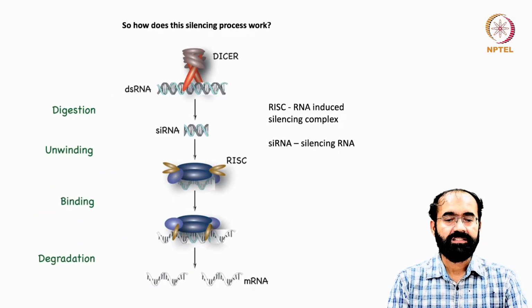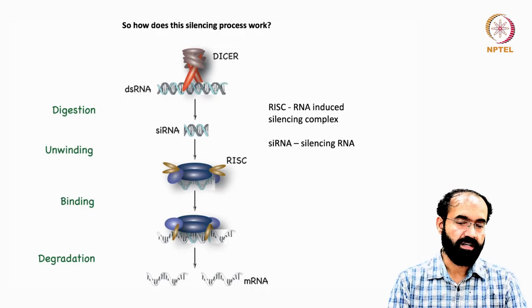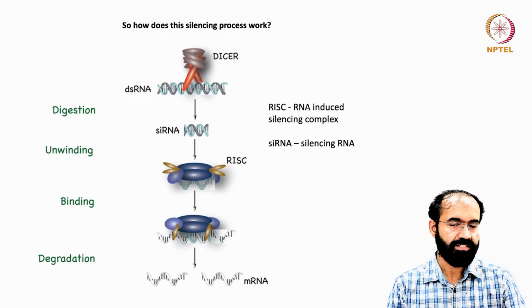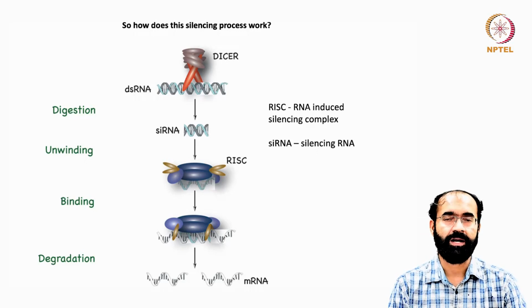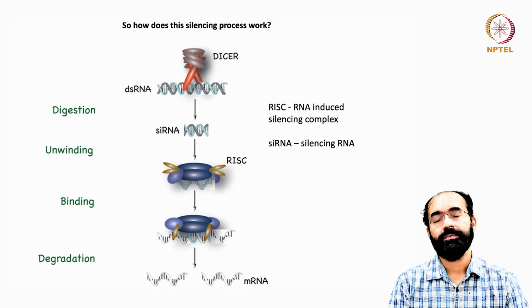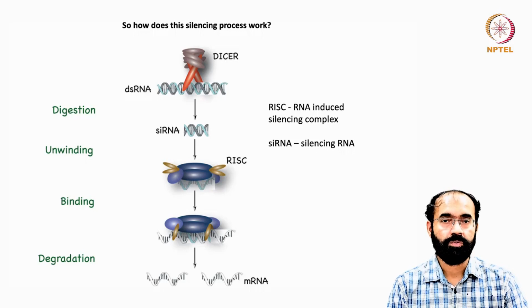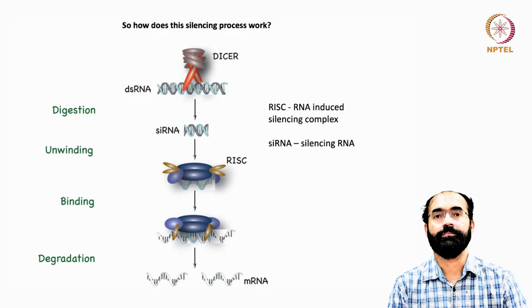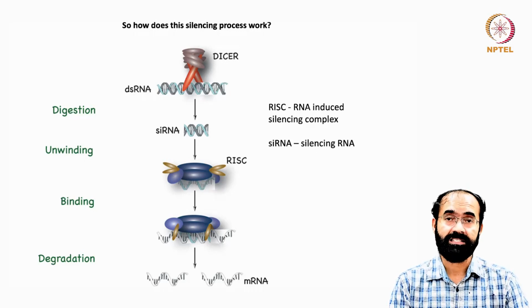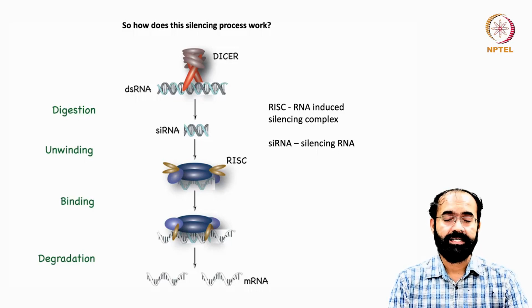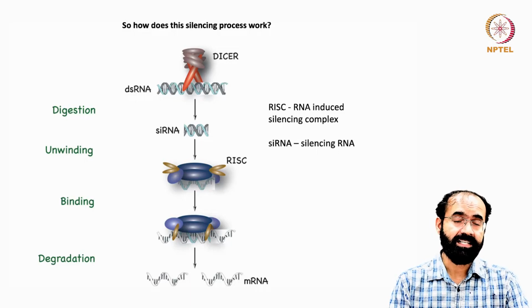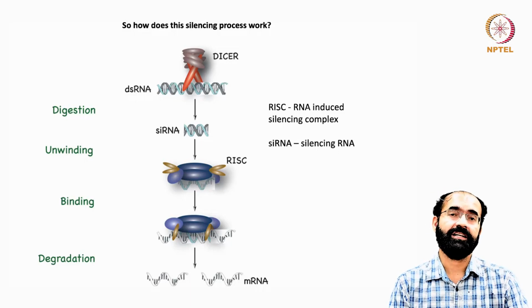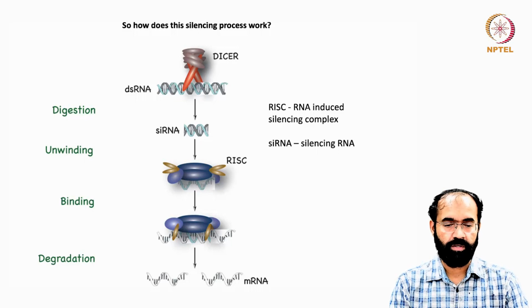So how does this silencing process work? We have seen the mechanism of how silencing works when we studied the microRNA. Dicer trims the non-coding RNA so that the pre-microRNA is created in the nucleus, and in the cytoplasm Dicer, which is a nuclease, acts and gives rise to the actual microRNA.